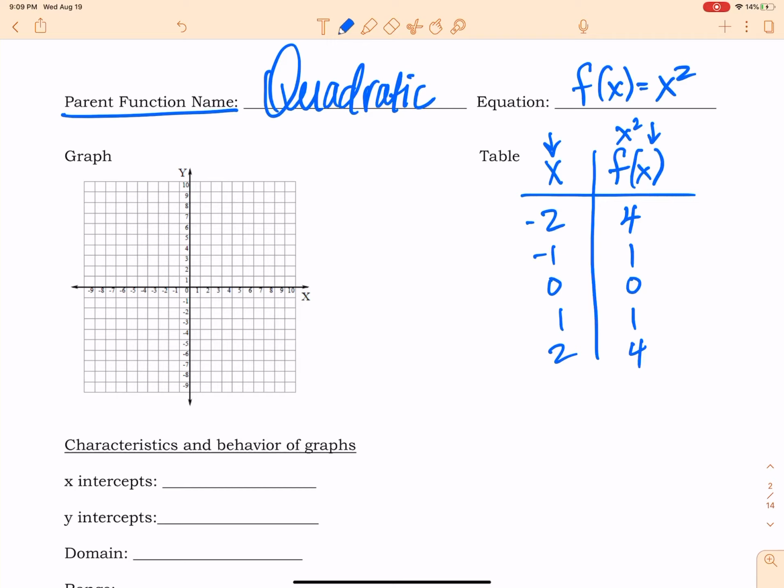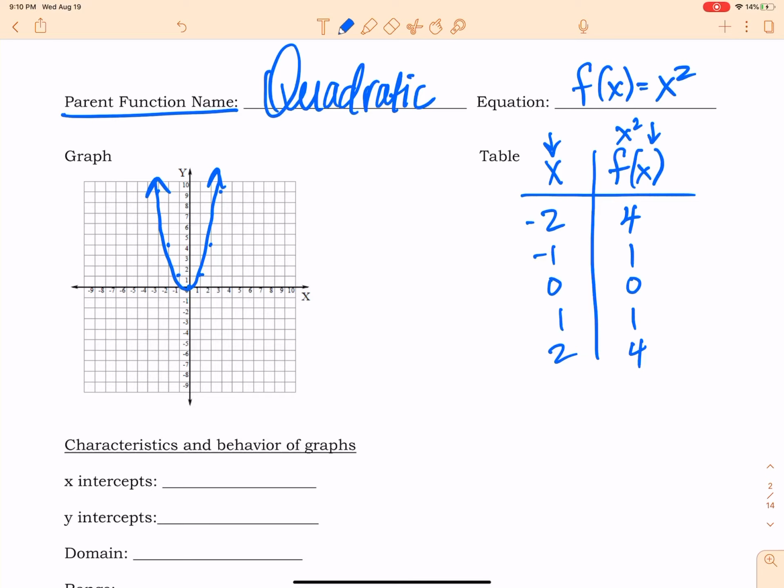So what does that look like graphically? Well, it looks like this. I've got a 0, 0 here, 1, 1, negative 1, 1, 2, 4, negative 2, 4. If we were to go farther out, let's say 3, well, 3 squared is 9. So at 3, I'm going to be up at 9, and at negative 3, I'm going to be up at 9. So here's my parabola. I'm not doing a great job with my graphs, but that's okay.